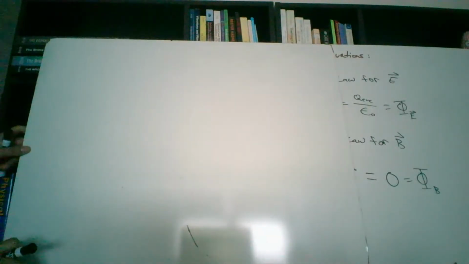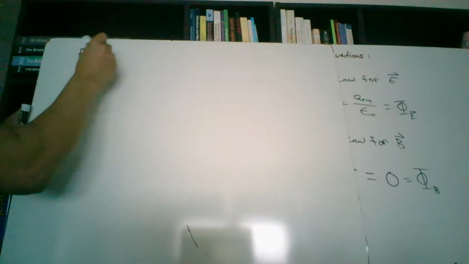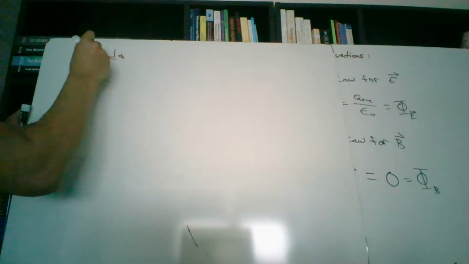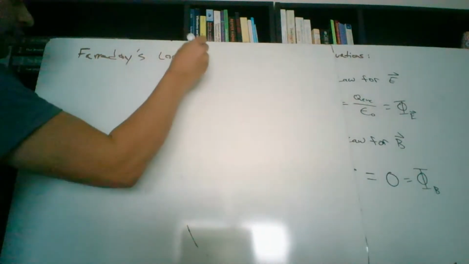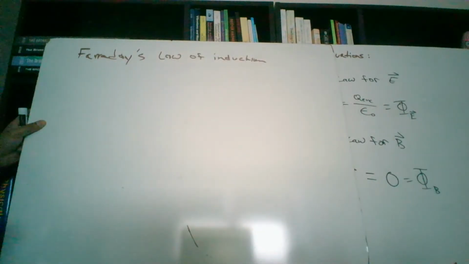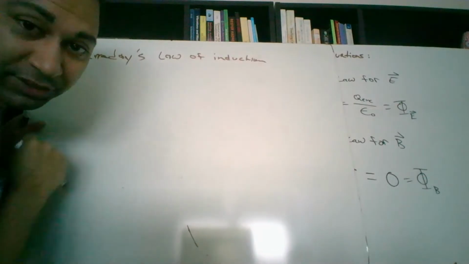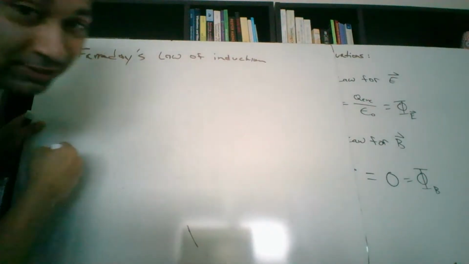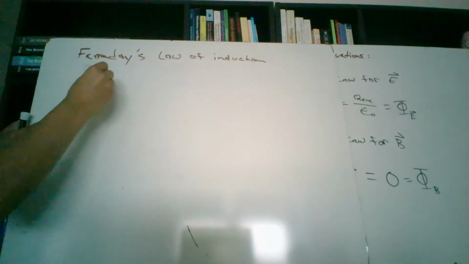The next equation is Faraday's law of induction. Whoa, which color should I use? Let's use this one. So we've got Faraday. Is there 2 R's in Faraday? Yeah, I think so. Faraday's law of induction. Okay, so what is Faraday's law of induction? The first 2 equations, we talked about the flux. These next 2 equations, we're going to be talking about the change in the flux. So Faraday's law of induction is written like this.